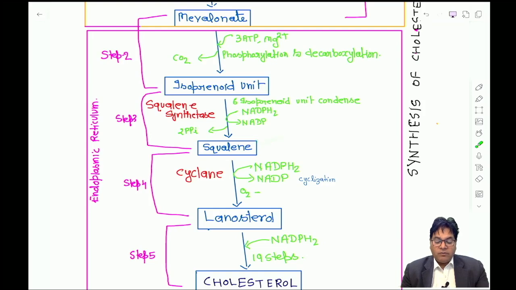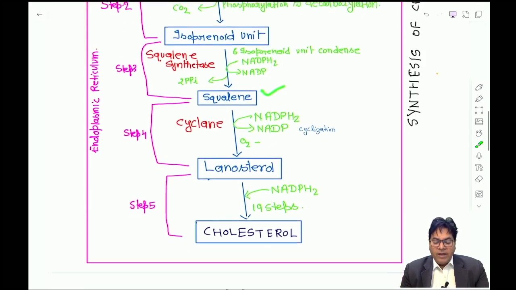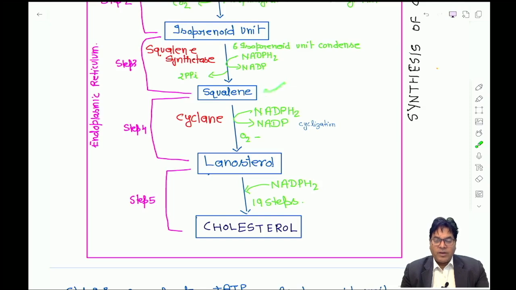Squalene is synthesized from isoprenoid units with the help of squalene synthetase, and here 6 isoprenoid units condense with the help of NADPH2, which gets converted into NADP, and 2 molecules of phosphates are removed. Finally, squalene is formed. And then there is a structural change of squalene. Squalene, which is initially a linear structure, becomes circular, and this is known as cyclization. So there occurs cyclization of squalene to form lanosterol, and the enzyme is cyclase here.